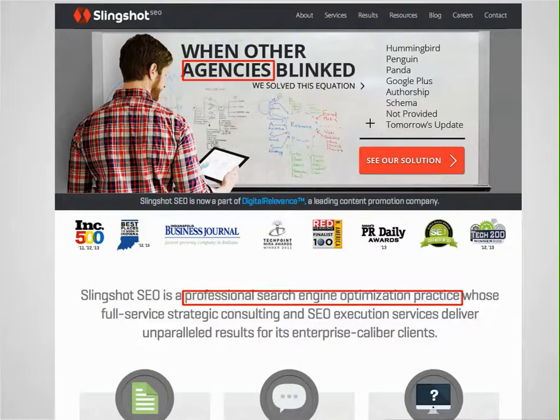Slingshot SEO, you'll see that they have a primary message right on their site. So I highlighted a couple things here. Agencies. This tells me that this is an agency. And then I have a description. Slingshot SEO is a professional search engine optimization practice. Okay, I don't really even have to read the rest to know what that is.